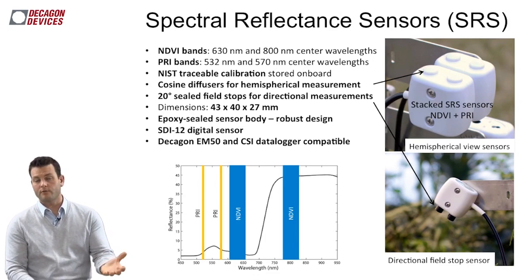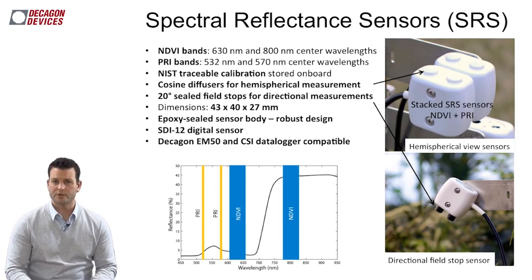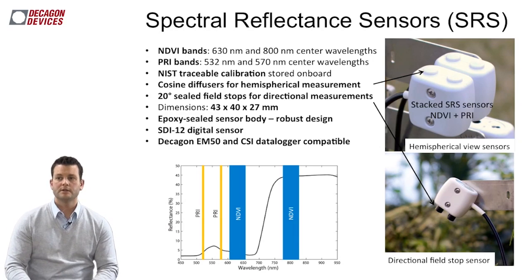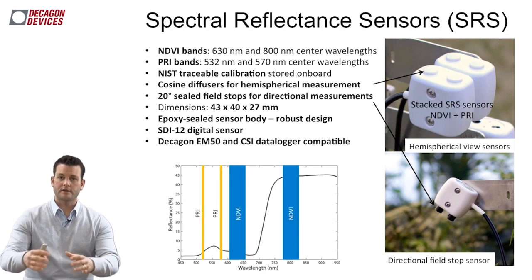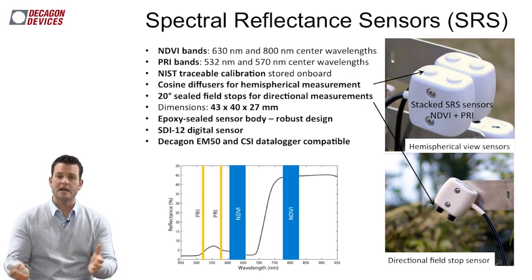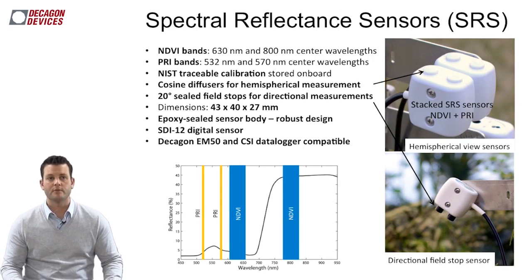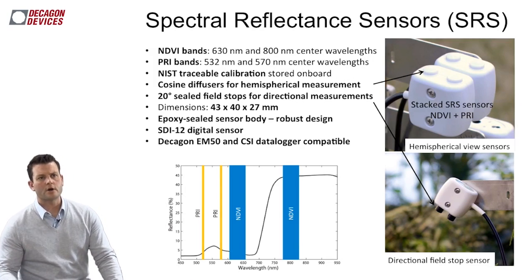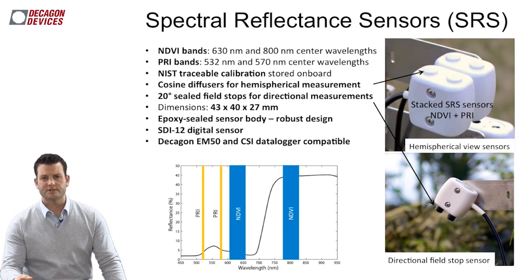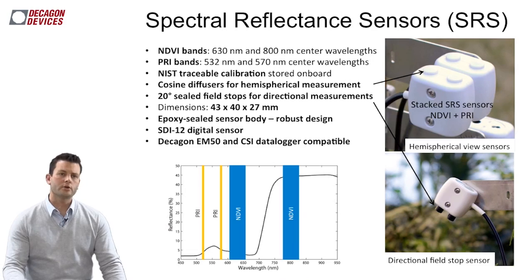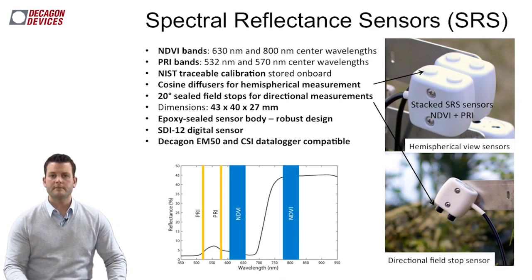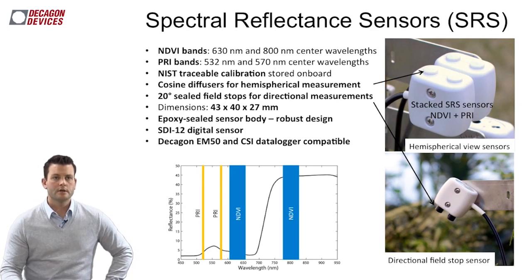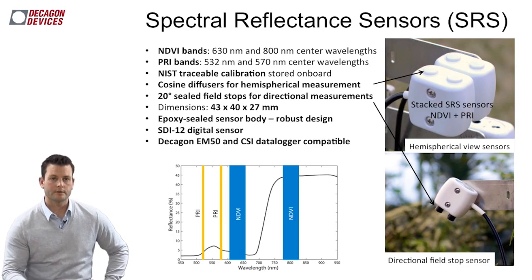Traditionally, if we're using a spectrometer, most of them aren't built to be placed out into the environment just willy-nilly. Usually you have to build some sort of a container for that instrument to protect it from the elements. The SRS sensors are SDI-12 digital sensors, meaning that they're compatible with the Decagon EM50 family of data loggers, but they can also be logged by the Campbell Scientific data loggers.